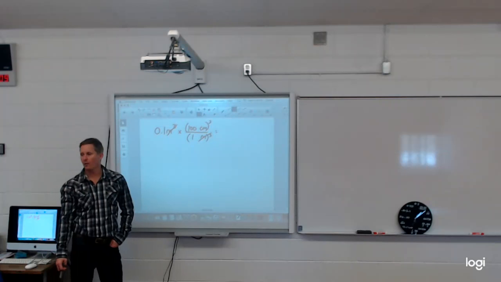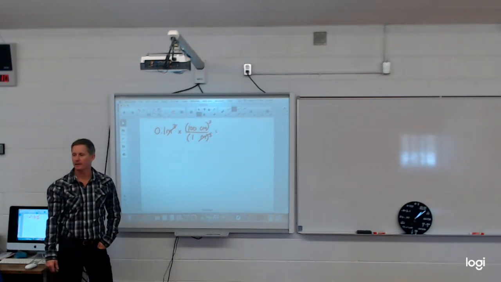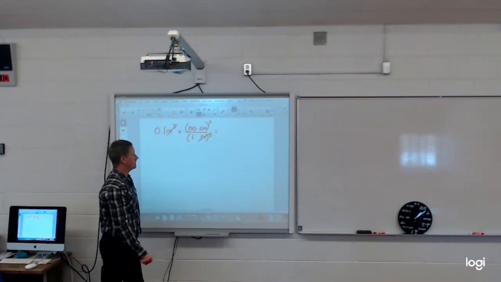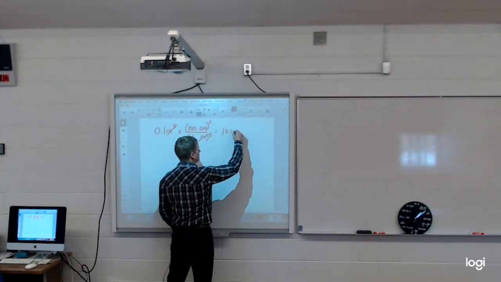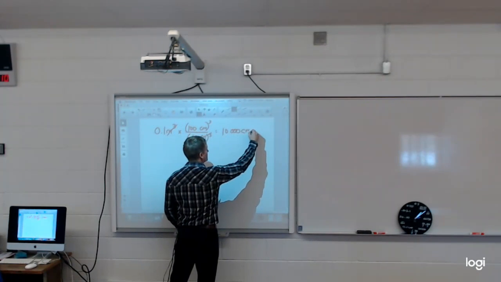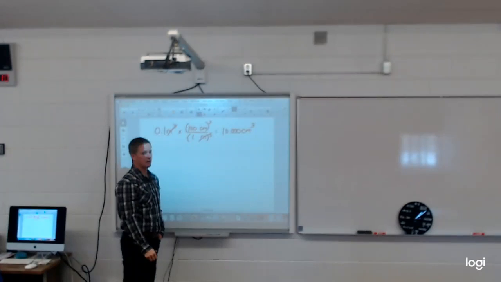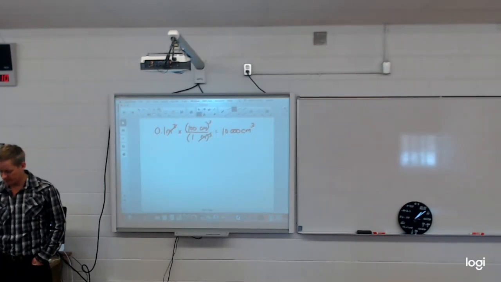So take 0.1 and times it by 100 cubed on your calculator. 10,000. 10,000? Yeah. Centimeters cubed. Yes? Agreed or disagreed?